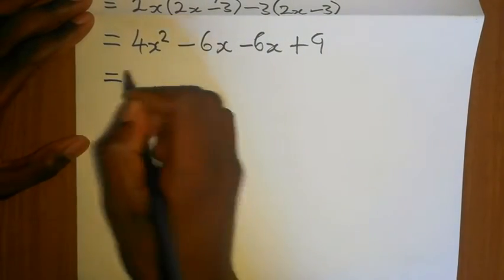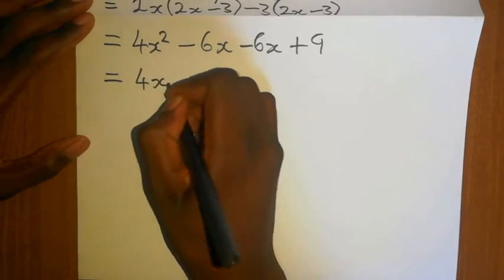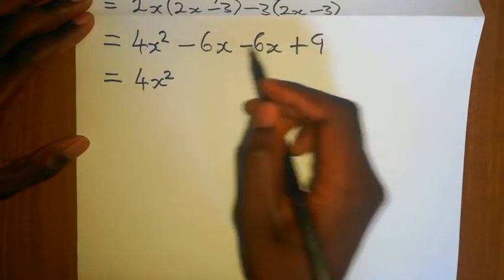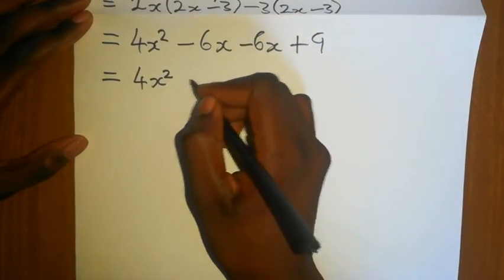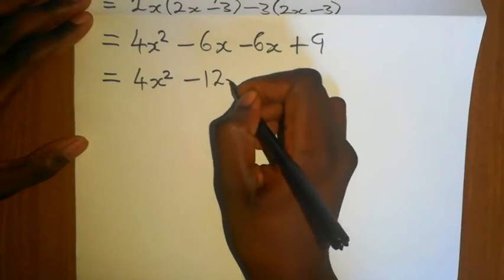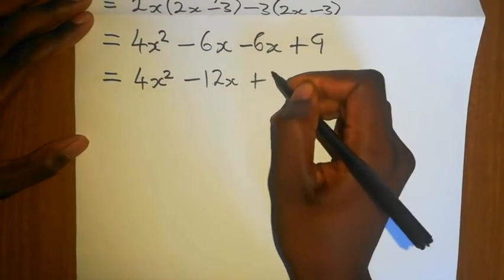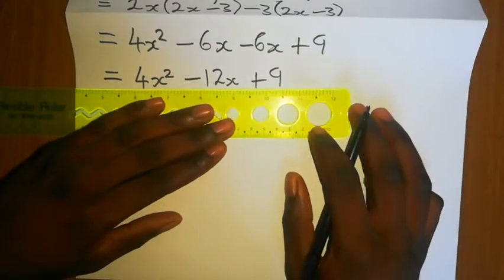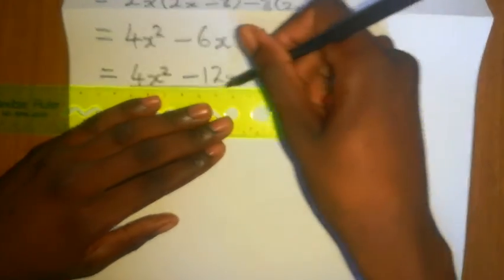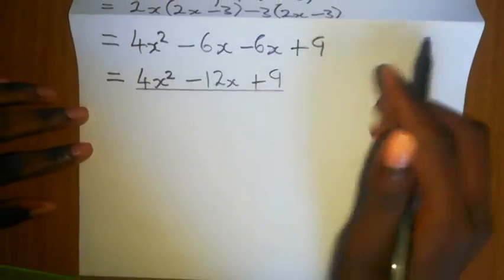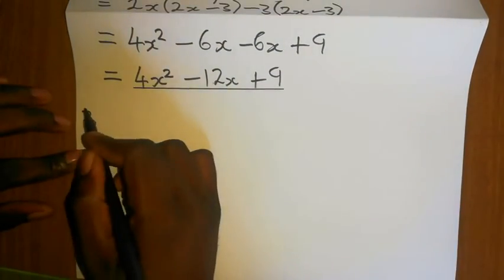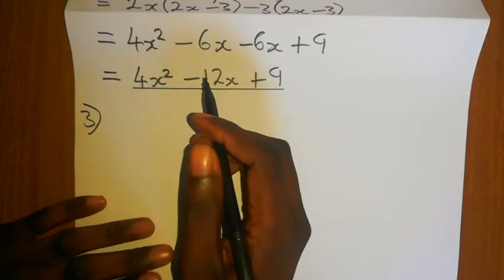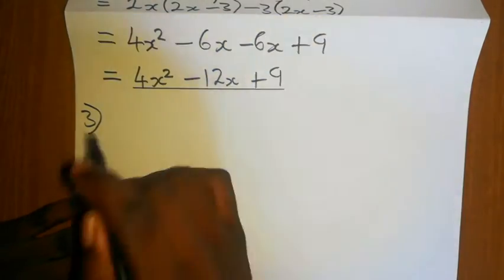So it's equal to, this is my 4x squared. Then negative 6x, negative 6x again, that's negative 12x. Then plus 9. That's it there. That's my second form of expansion. Then the third one, you come across a question structure like this.